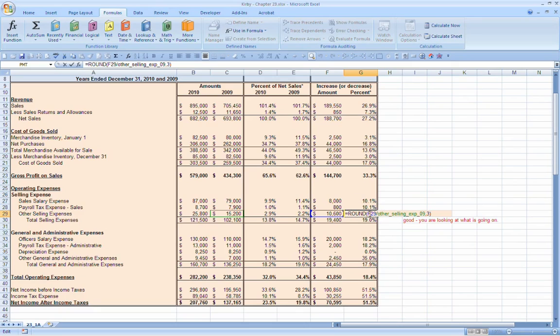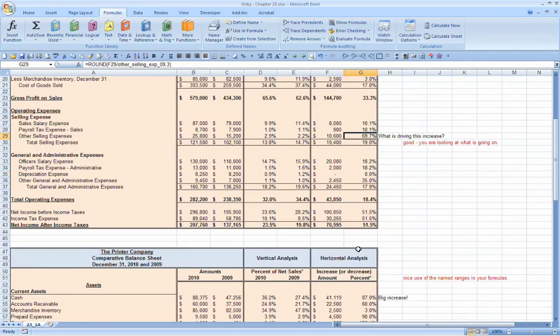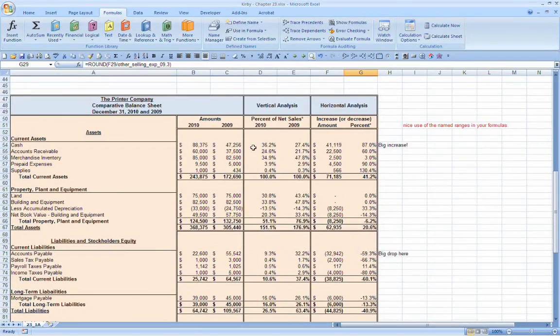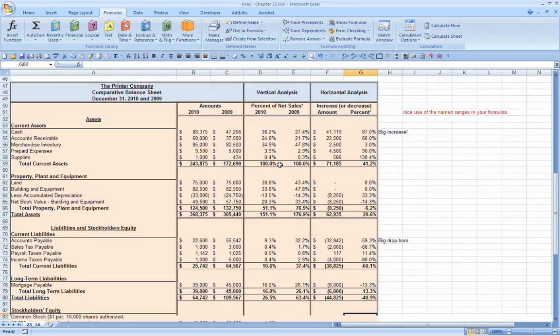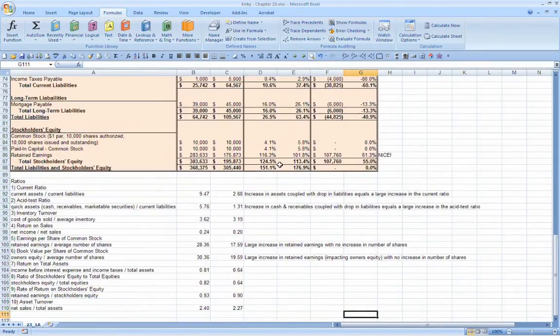Here he's just using a formula. He didn't name all the things in column F. That's fine. This was a lot of work. I think it's overkill, but it just shows you some of the things that you could do. Down below in the balance sheet, same thing. Named everything except for column F. All right, pretty cool.